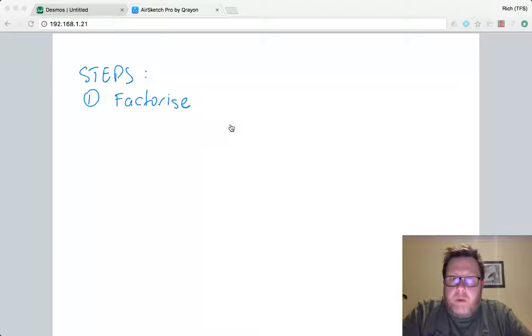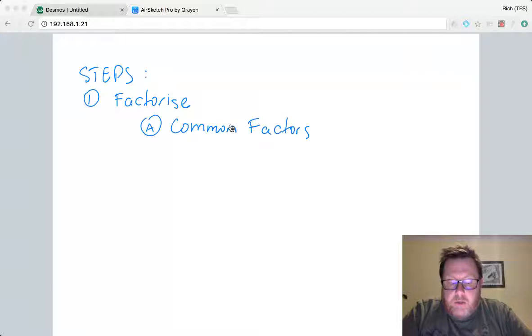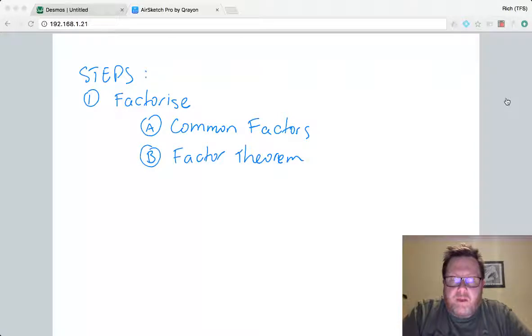So first of all, we have to factorize. If we don't factorize it, we won't be able to work out the zeros. If we can't work out the zeros, then we can't graph it. So what are the steps for factorization? First of all, we need to look for common factors. Then we need to use the factor theorem to find one of the factors of the cubic. Once we've got one of the factors, we can then use polynomial division in order to find the other factor, and we can then factorize using trinomial factorization. We can work out the other factors from there.